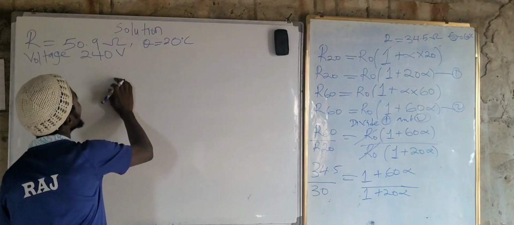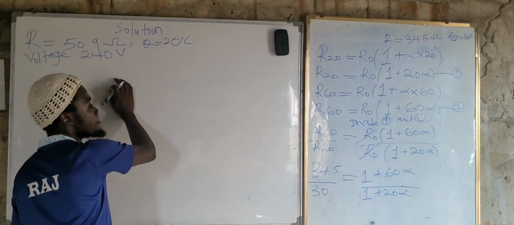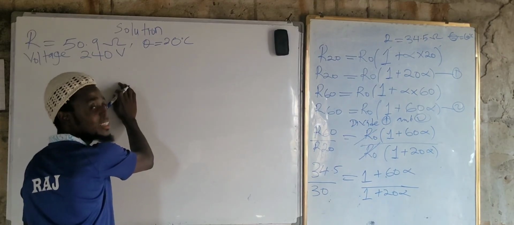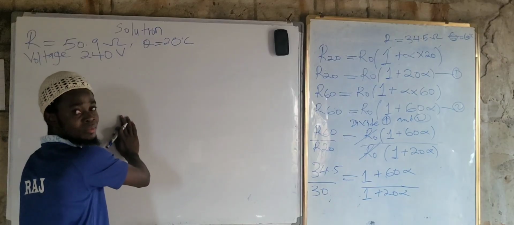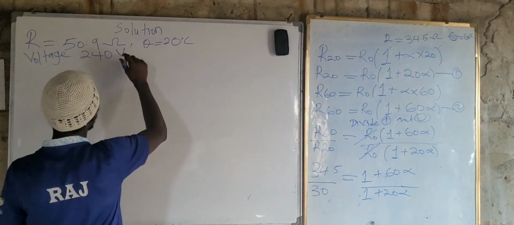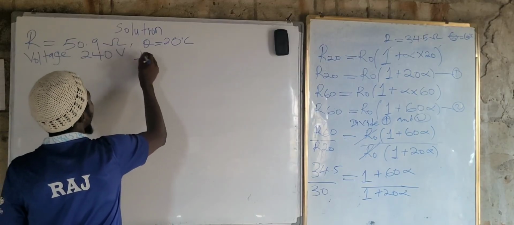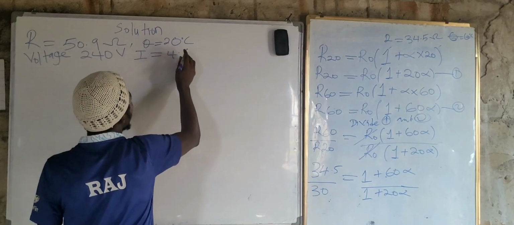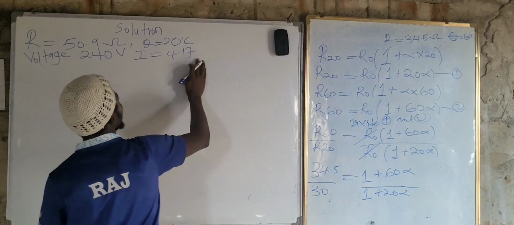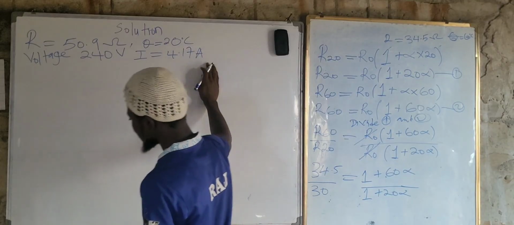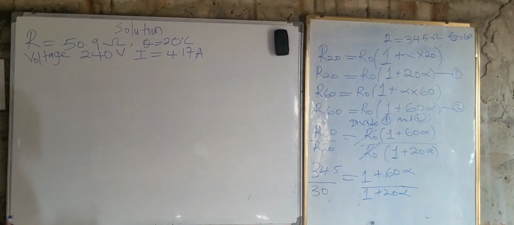The current flowing through it is 4.17 amperes. Now look at this one. We have a question. 4.17, not 4.70, 4.17, right? Now, I here is equal to what? 4.17 amperes, right?